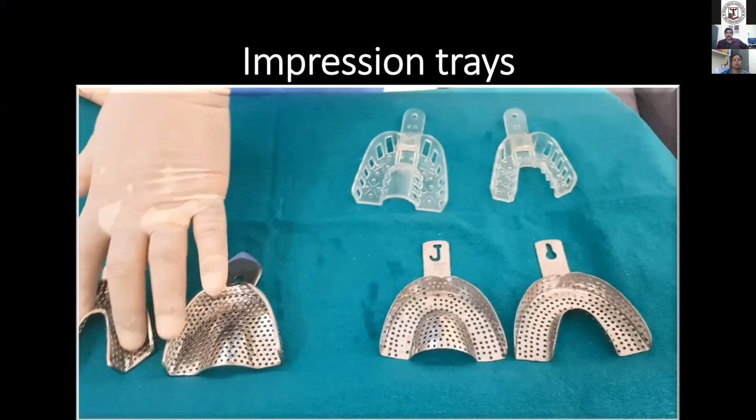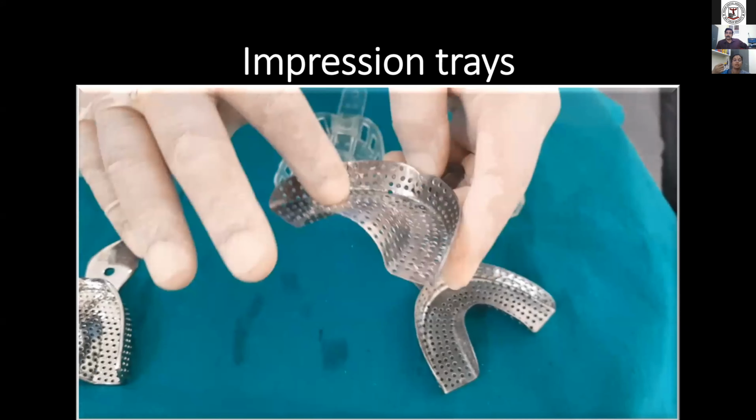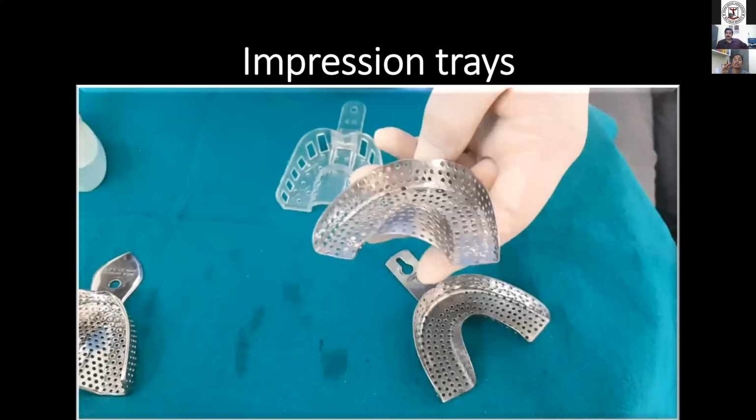The main problem with these types of trays is that the borders are not rim locked. The tray is diverging outward. And the main problem with this is separation of the impression from the tray, especially when you are using alginate impression material.